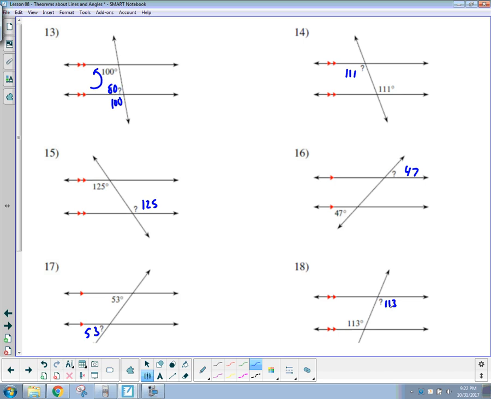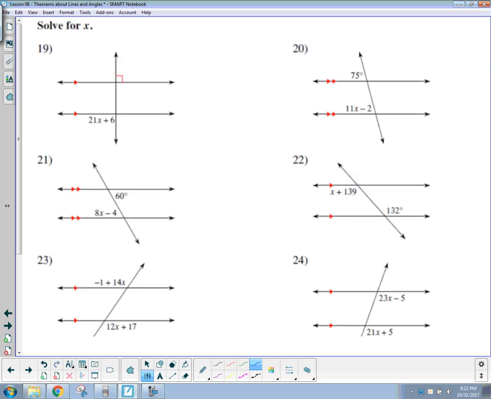Now we got some letters. Let's not overthink it, guys. Alternate exterior angles. So if this is 90, this should equal 90. So 21x plus 6 equals 90. Subtract 6. 90 minus 6 would be 84. This is 21x. Divide by 21. I'm thinking it's going to be 4. Yep, we're just solving for x.